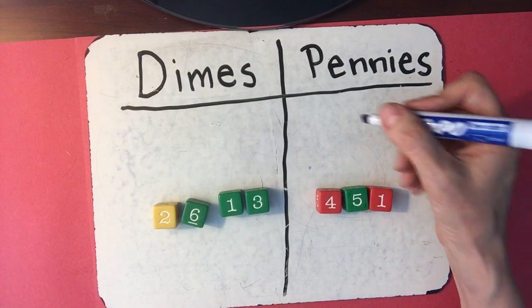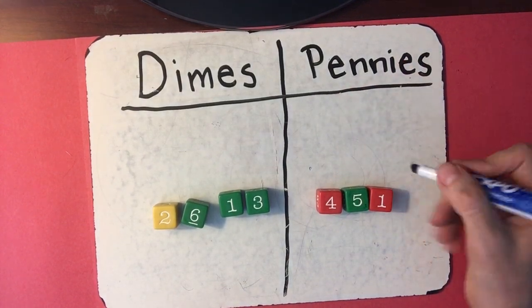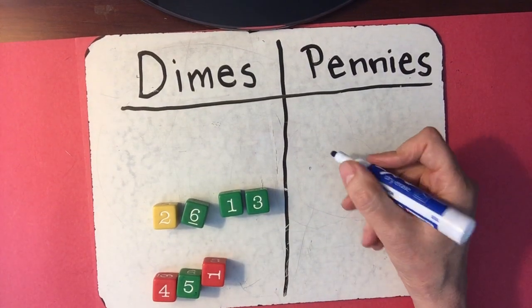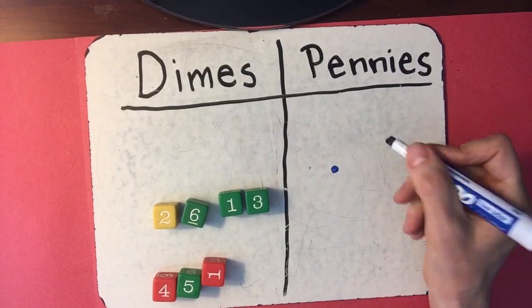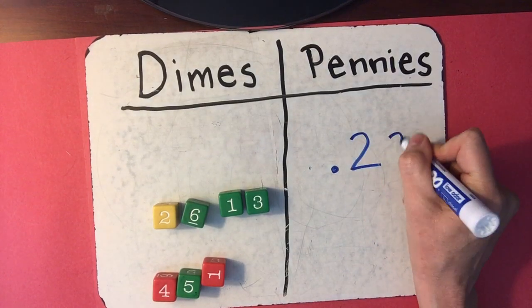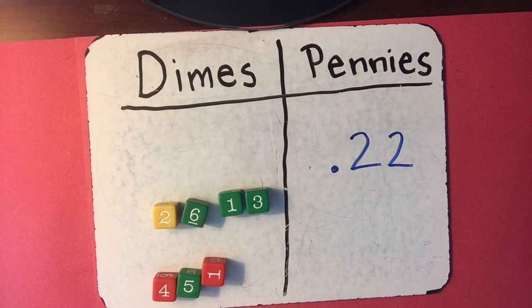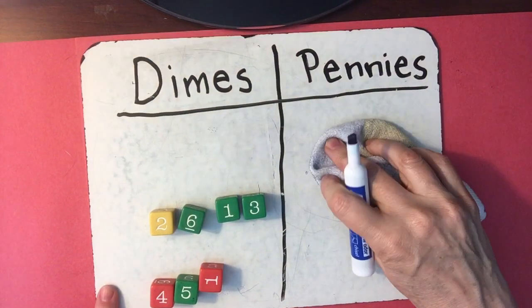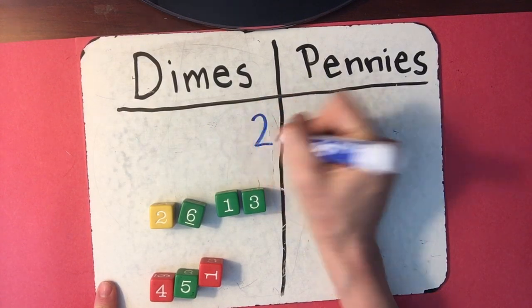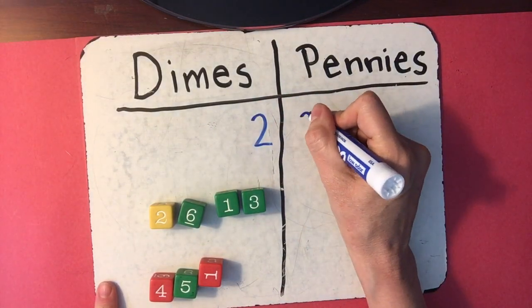The way you would write 22 cents, if you were taking notes about how much money you spent on something, you would write 22 cents just like this. But for this game, what you would have is 2 dimes, right? And 2 cents.